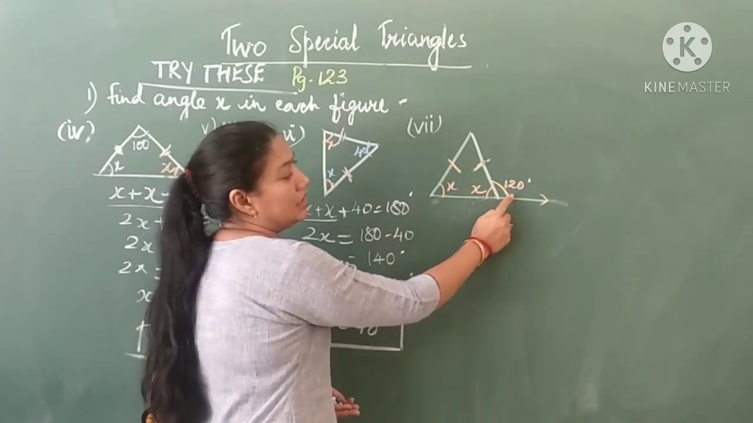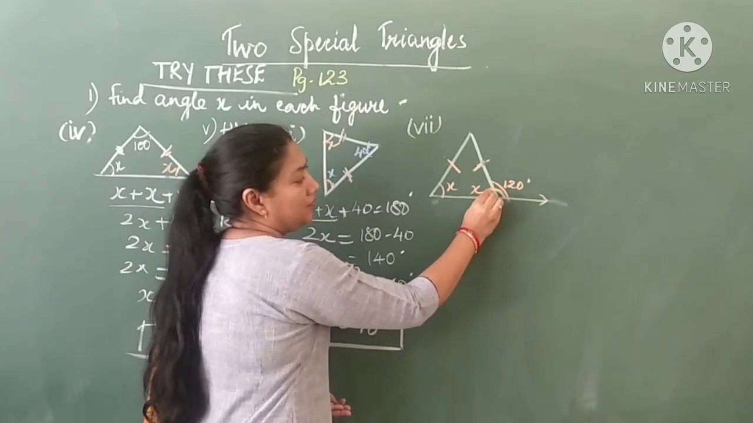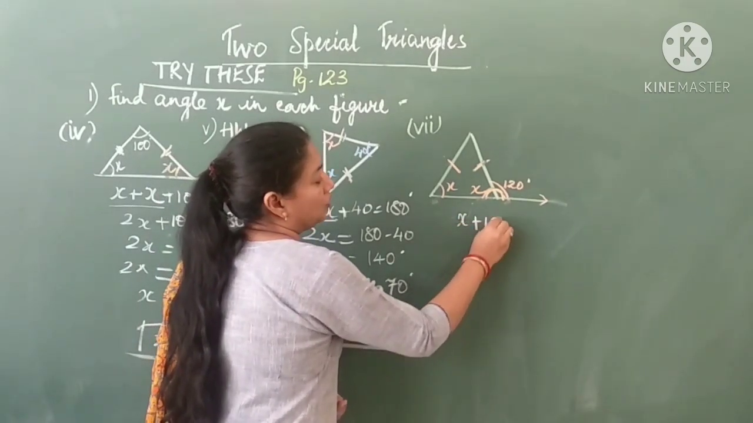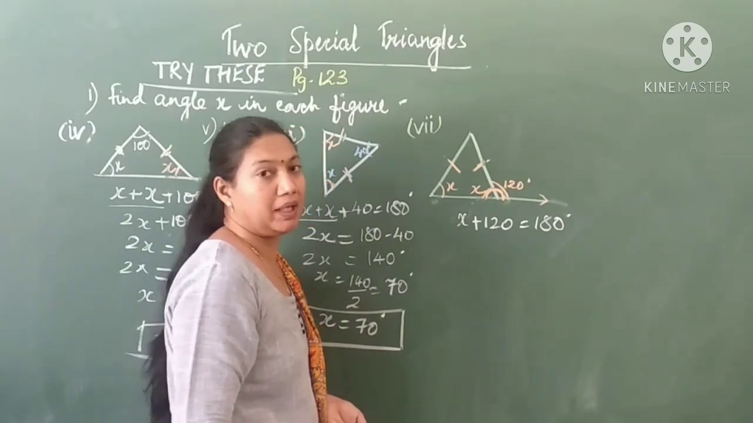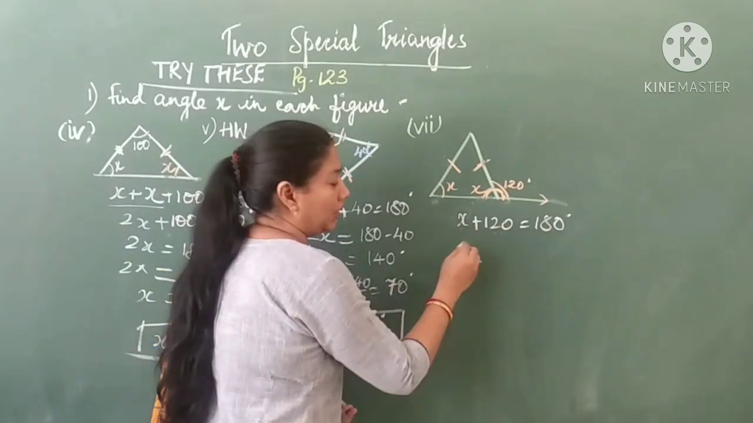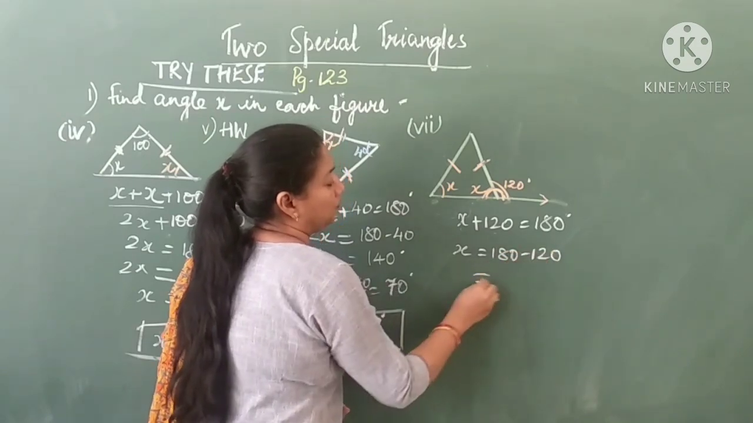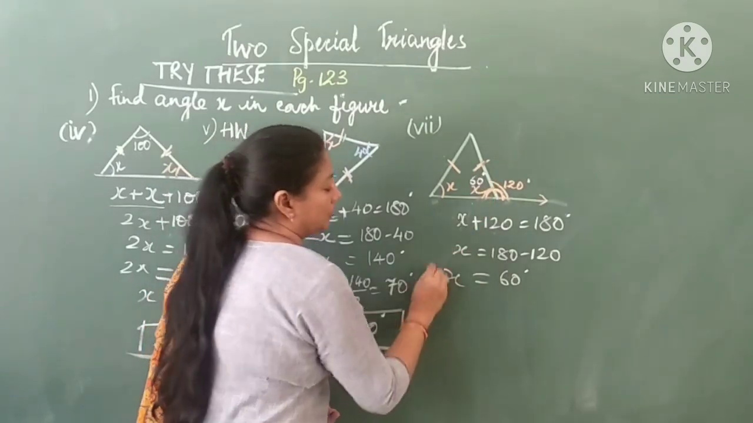Now, if you consider the linear pair, these two are forming a linear pair. So, in a linear pair, x plus 120 must be equal to 180 degrees. Therefore, if I take 120 on that side, it will become 180 minus 120, that is 60 degrees. So, x is 60 degrees.